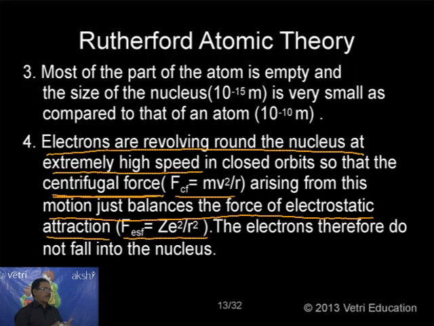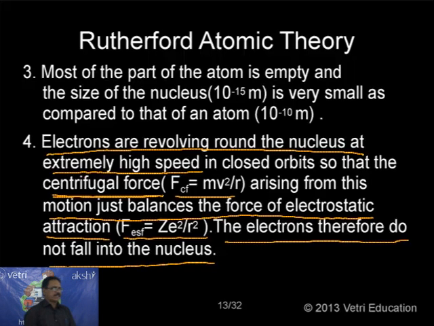So there are two forces operating. One is centrifugal force due to motion. Another is electrostatic force due to the charge. Both forces are equal under these conditions, so the electron does not fall into the nucleus. This is again another important postulate of Rutherford atomic theory. So very, very clear.